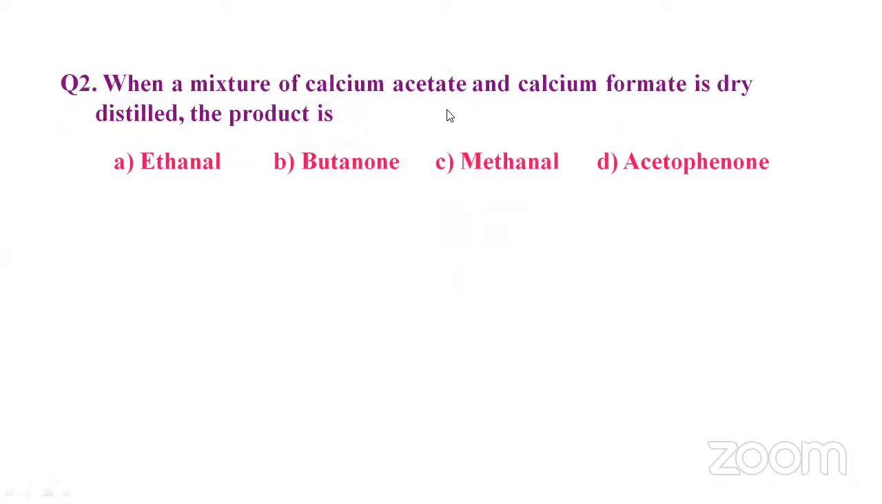Next, when a mixture of calcium acetate and calcium formate is dry distilled, the product is? Yes, we had seen this calcium acetate and calcium formate. Yes, it is A, ethanol. Yes, ethanol. Okay, how do you obtain this ethanol? I'll write the reaction. Once I solve it, you'll come to know how to write the rest.